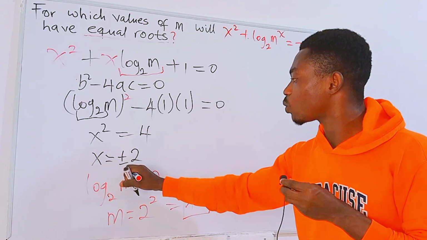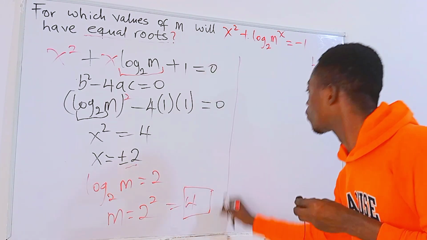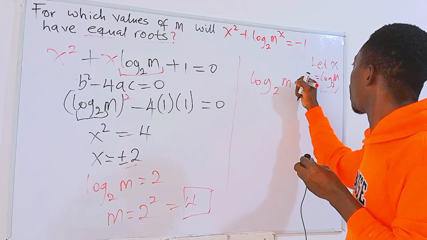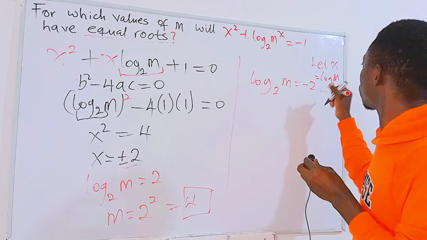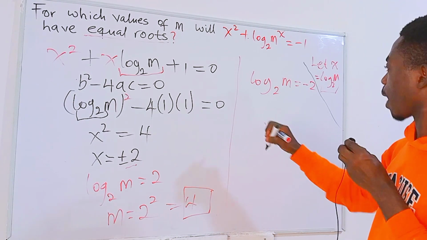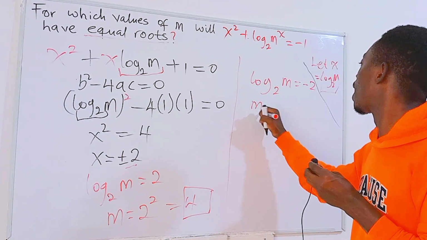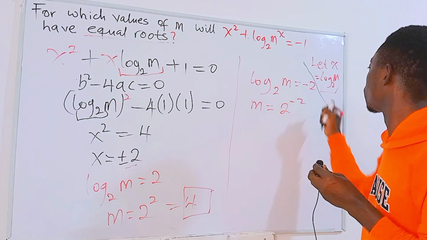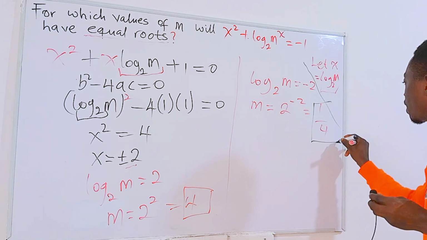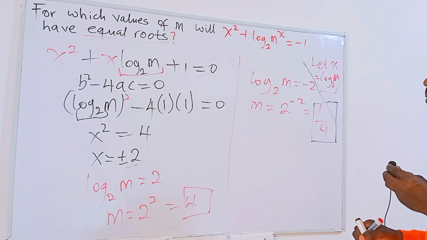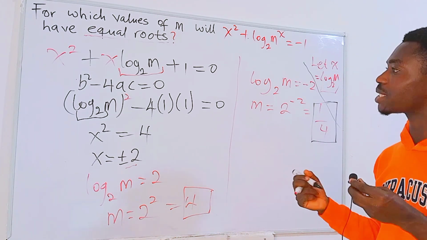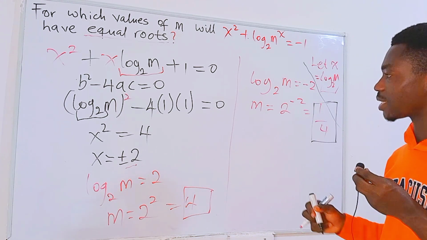Then when x is equal to negative 2, we're going to have log base 2 of m is equal to negative 2. And from the definition of log, we can rewrite this as m is equal to 2 to the power negative 2, which is equal to 1 over 4. And this is the other answer. But we don't know whether the answers are correct. So we need to test and see whether indeed the answers are correct.